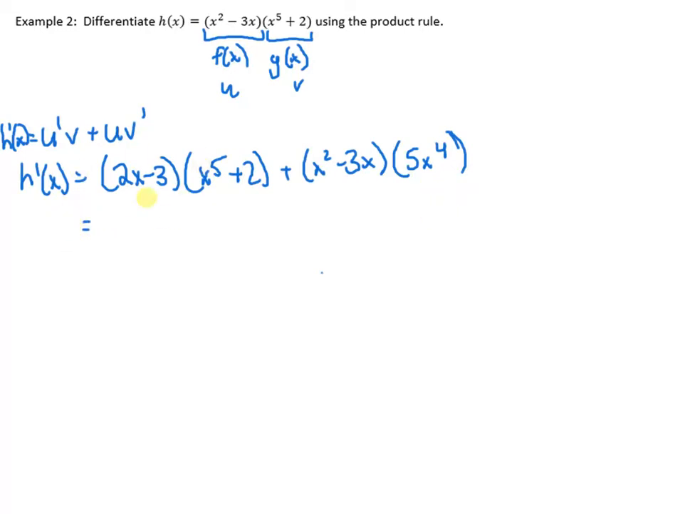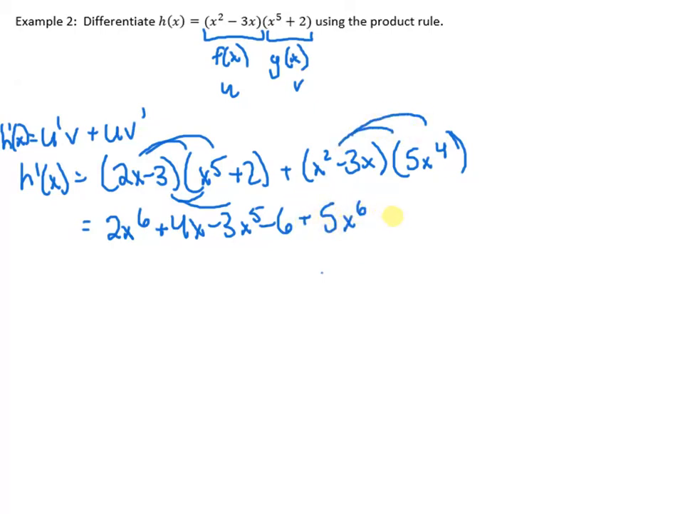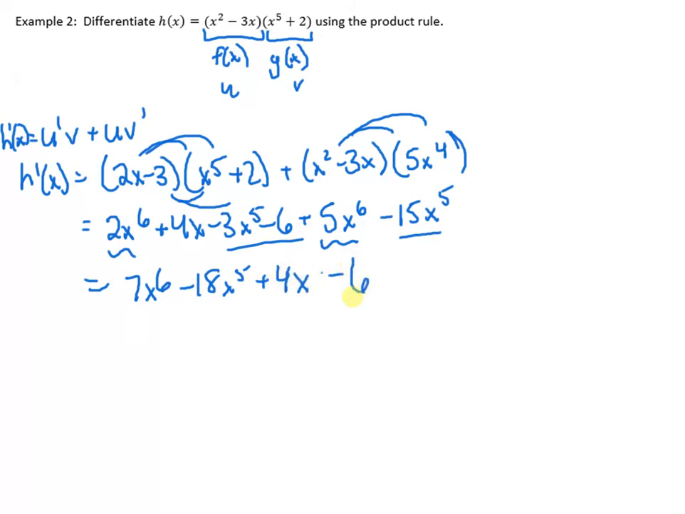Now we can choose to expand and simplify. I'm okay leaving it like this for now. I'll expand and simplify maybe these easy ones, but not when it gets to the harder ones. So I get 2x to the 6 plus 4x minus 3x to the 5 minus 6 plus 5x to the 6 minus 15x to the 5. Like terms are here and here, and here and here. We have 7x to the 6, negative 3 minus 15, negative 18x to the 5, plus 4x minus 6. And that's the derivative of this f at x times g at x.